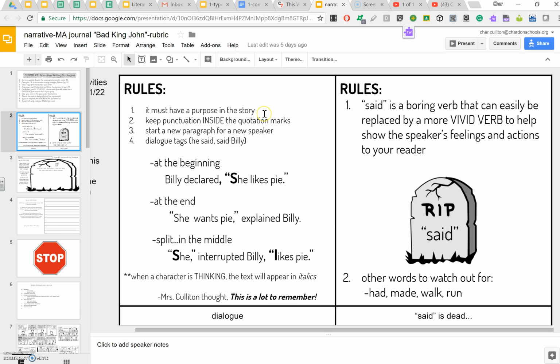So make sure that when you are writing, and we are going to be starting writing some journals for your Middle Ages journals and social studies very soon, you're going to have to include dialogue, but just watch how you're using dialogue and make sure it's purposeful.